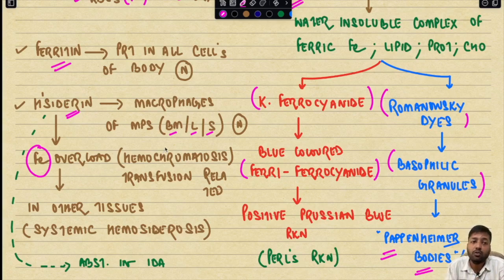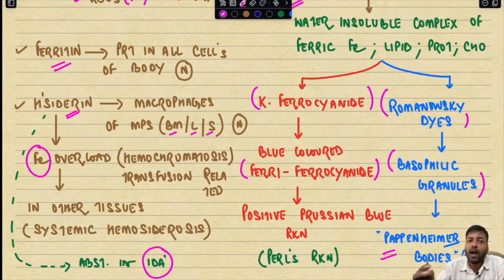So whenever the storage form of iron, in the form of hemosiderin, is getting stored in sites other than the mononuclear phagocyte system and in quantities far greater than the normal quantity, it is always pathological. And in certain conditions, like in iron deficiency anemia, hemosiderin is absent inside the MPS system of the bone marrow, liver and spleen.